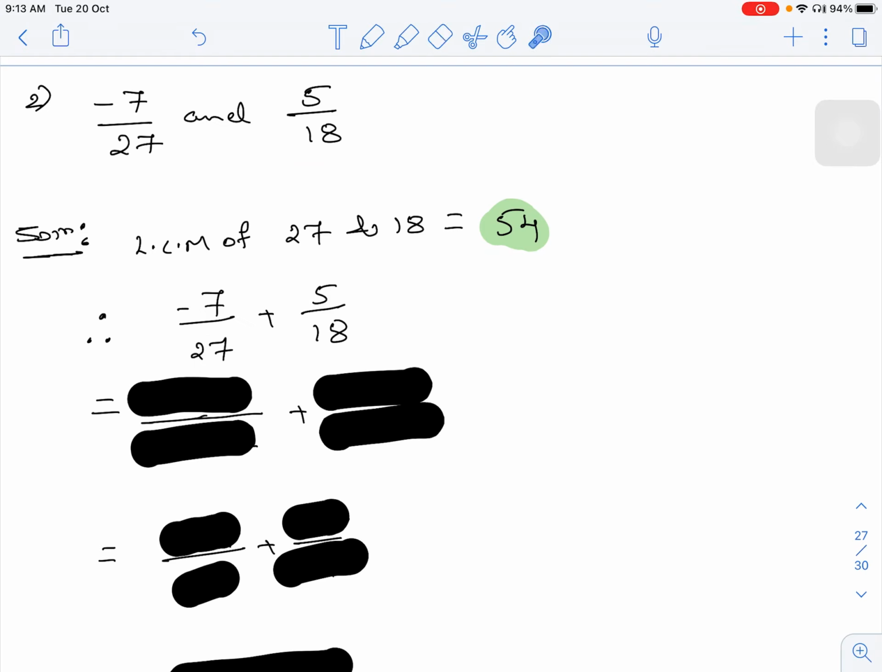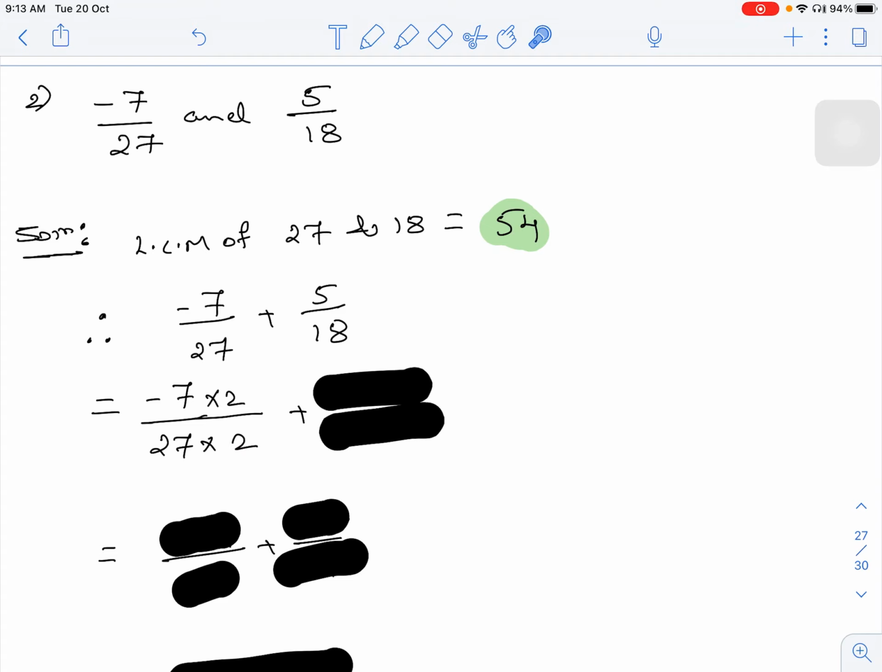Now we'll make this number's denominator 54 and this number's denominator also 54. So now we have our original numbers, minus 7 upon 27 plus 5 upon 18. To make this denominator 54, we have to multiply the numerator and denominator by 2. So we get minus 7 into 2 upon 27 into 2. Why are we multiplying by 2? Because we want this denominator to be 54, and for that we have to multiply the denominator by 2. The same number we will multiply with the numerator.